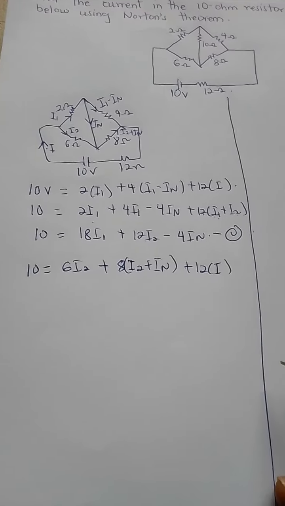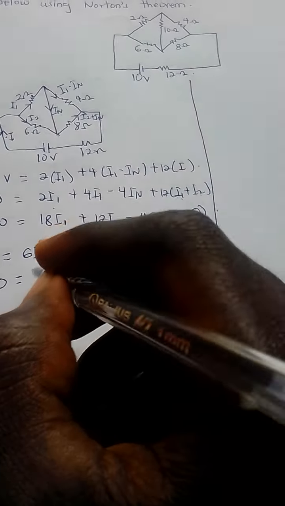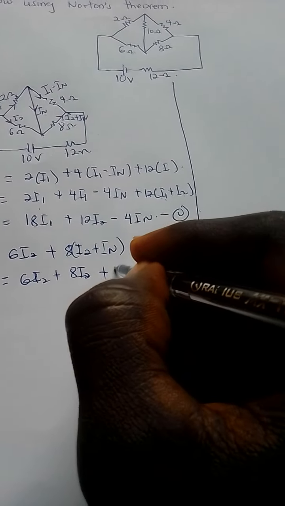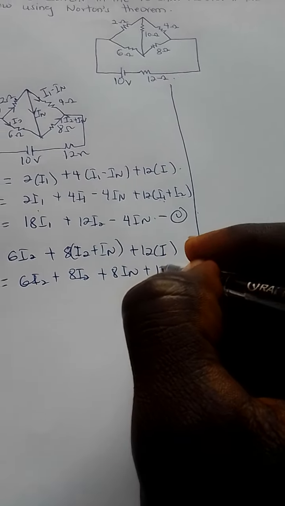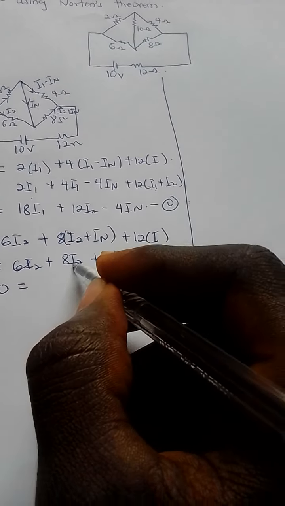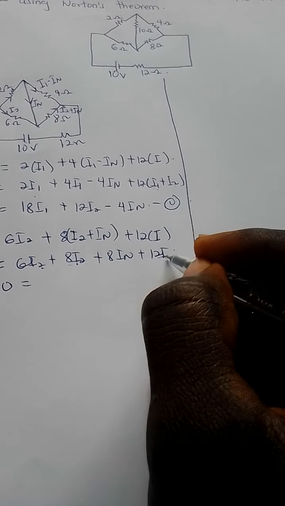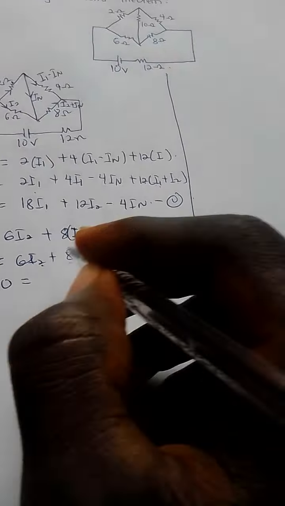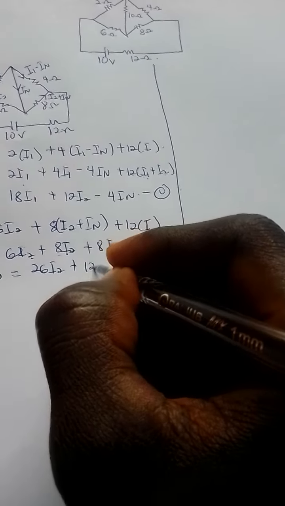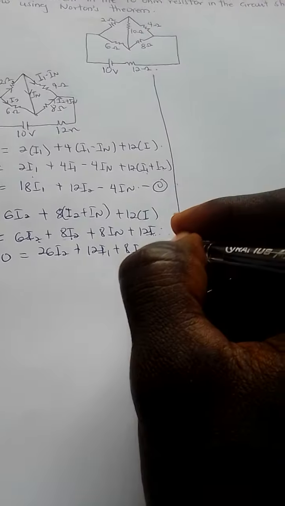We expand this and we get 10 equal to 6I2 plus 8I2 plus 8IN plus 12I. From here, 6I2 plus 8I2 gives 14I2, and when I split I, I get 12I1 plus 12I2. So I get 10 equal to 26I2 plus 12I1 plus 8IN. When I reach here, I'll make this equation 2.